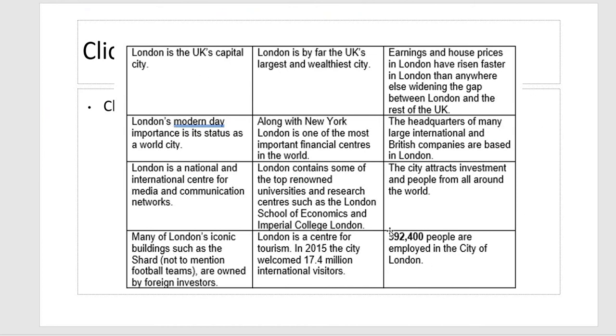The one that I will point out is this one that says 392,400 people are employed in the City of London. Now, those of you with your wits about you will probably be thinking, what? Isn't London a city of 9 million people? How on earth can just under 400,000 of them be employed? The City of London doesn't mean the whole of London as a city, okay?